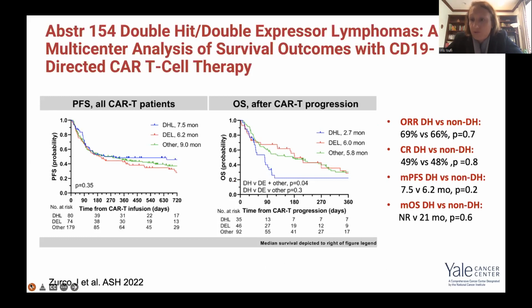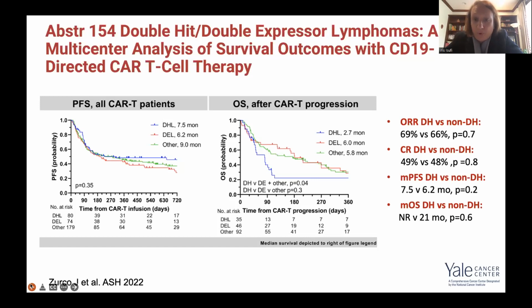Overall response rates were no different, not statistically significant, in the order of 65 to 70%. Complete response rates also about 50%, which is what we expect with run-of-the-mill diffuse large B-cell lymphoma. And the median overall survival was not reached actually for the double hit group versus 21 months in the non-double hit, and not statistically significant.